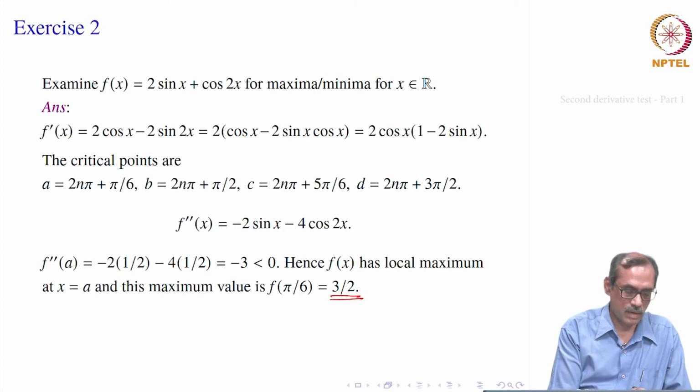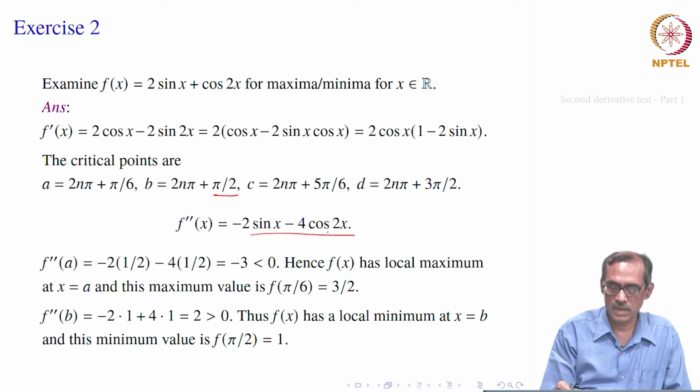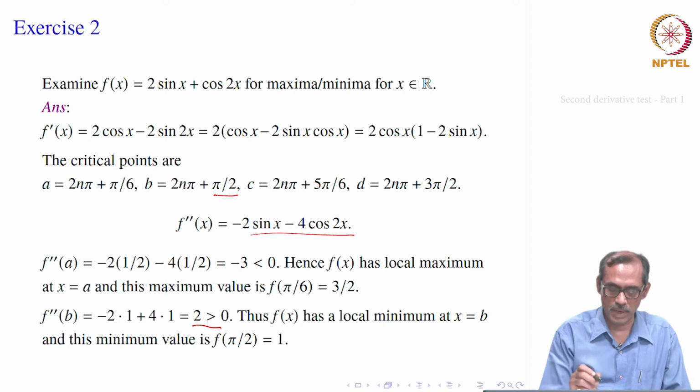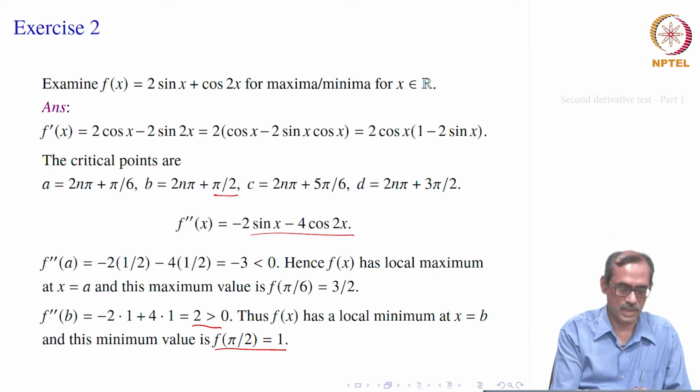Okay. Now, similarly, we should discuss all the 3 types of points B, C and D. So, at f double prime B, if you substitute B, that is π/2, in f double prime here, sin gives 1 and cos of π gives minus 1. So, that gives minus 2 into 1 plus 4 into 1, it is 2, which is bigger than 0. So, since f double prime of B is greater than 0, at B there is a local minimum of f(x), and the minimum value is f(π/2), that gives 1. So, this is local maximum, this is local minimum at B.